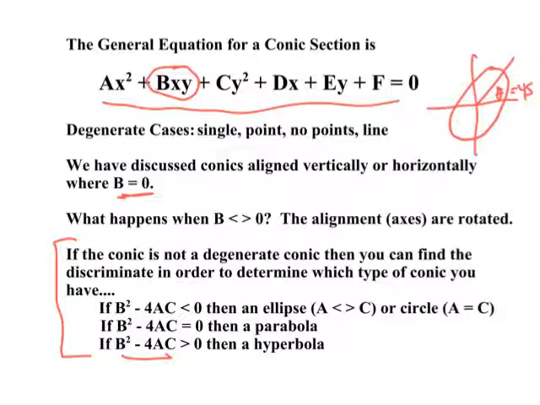And if it's less than 0, we have an ellipse when a and c are different, or a circle when a and c are the same. If it equals 0, then we have a parabola. And if it's greater than 0, we have a hyperbola. And that's all there is that you need to know about this. It's just understanding that the rules when we didn't have a bxy term are different than the rules when we have a bxy term. So that's something very important to note. All right, on the next slide, you're going to do a few examples.